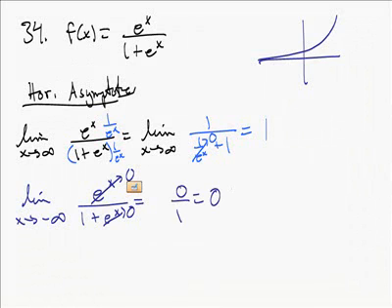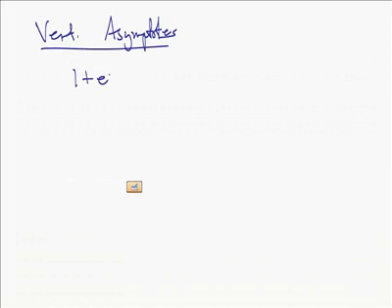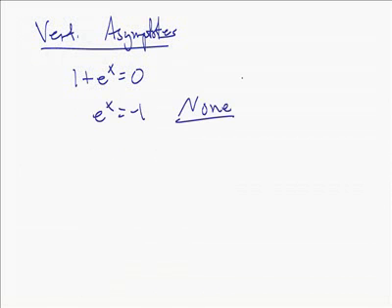Now the next thing we want to do is find our vertical asymptotes. For our vertical asymptotes, remember what we're looking for is basically where our function is going to be undefined. And so we're looking for where 1 plus e to the x equals 0, because that's the denominator of our function. That's where e to the x equals negative 1. And there are no such places where e to the x is negative 1. E to the x is never 0 and it's never negative. So we don't have any vertical asymptotes. There are no places where our function is undefined.